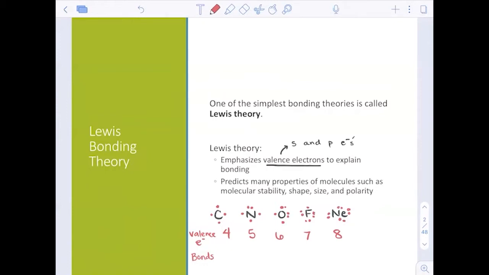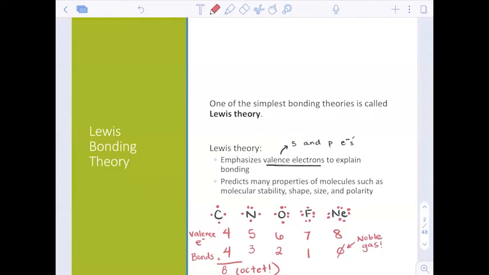So carbon would have 4 more bonds. If you add those up, you reach 8. And that's what we called the octet. Nitrogen needs 3 more electrons, oxygen 2, fluorine 1, and neon, why noble gases don't react, is because they already are at their octet.